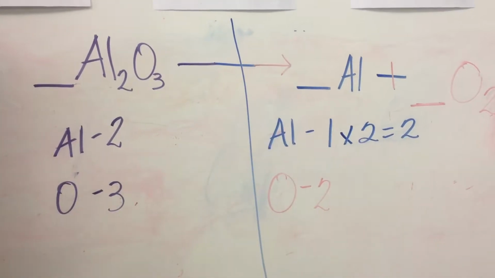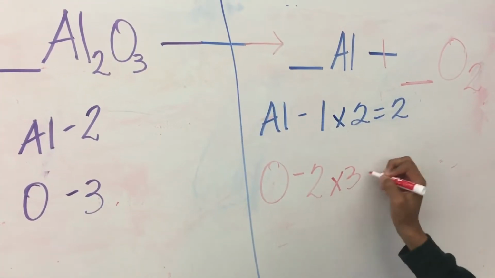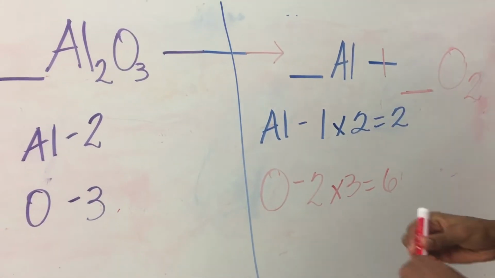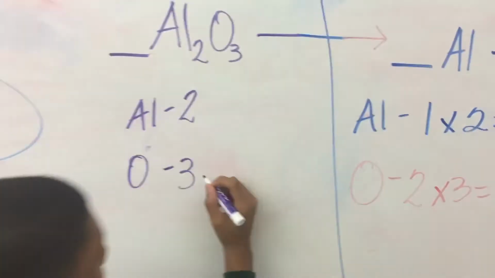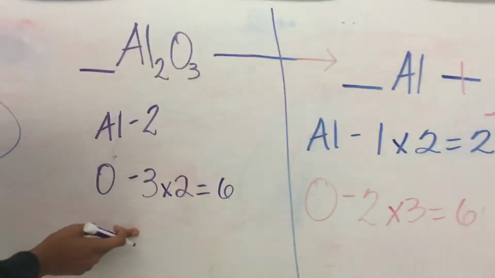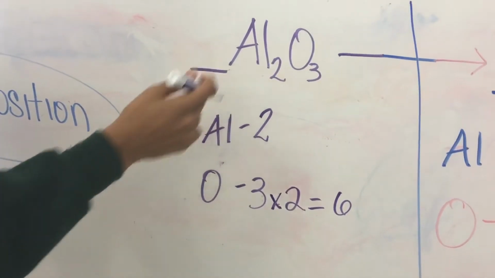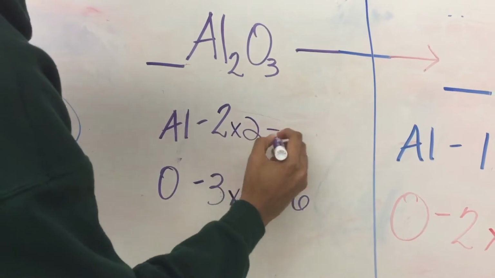So on this side, I'll multiply oxygen by 3 to get 6. And on this side, I'll multiply O by 2 to get 6. However, on this side, because O is connected to aluminum, we also have to multiply aluminum by 2. So I'll multiply this 2 to get 4.